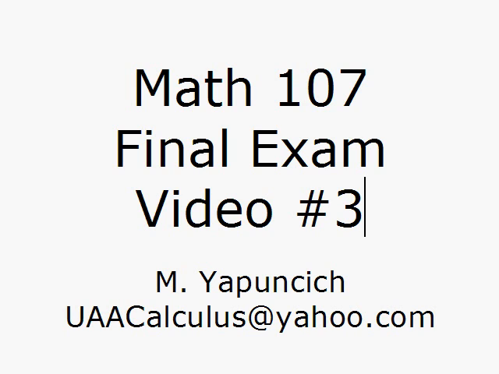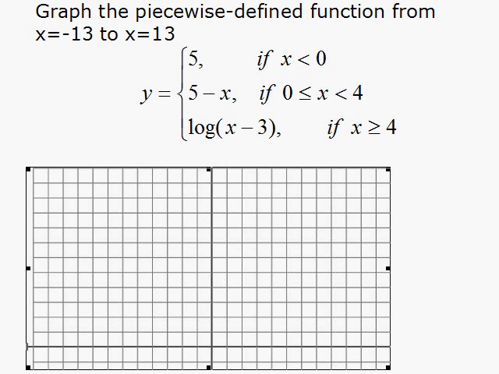This is the third video for the final exam for Math 107. Here's a piecewise function, and the idea is to graph between x equal minus 13 and plus 13. However, it looks like there's not enough room. 1, 2, 3, 4, 5, 6, 7, 8, 9. Okay, 13's out here somewhere, and it's over here. That's okay. Now, how do you do a piecewise function?